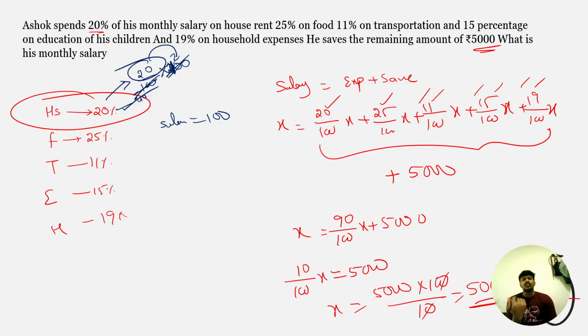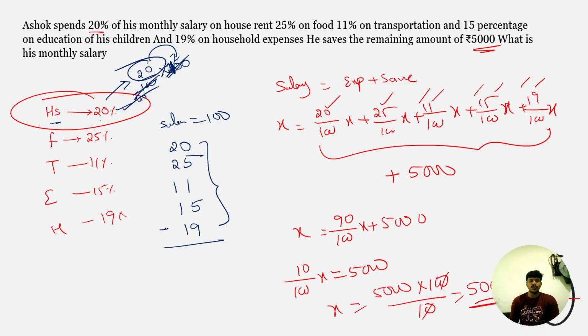So assume that your total salary is equal to 100. Now in that you are spending 20 rupees on house rent, 25 rupees on food, because 25 percentage of 100 is 25 only, 11 rupees on transportation, 15 rupees on education, and 19 rupees on household expenses. So these are all your expenses. So what is the total expense?